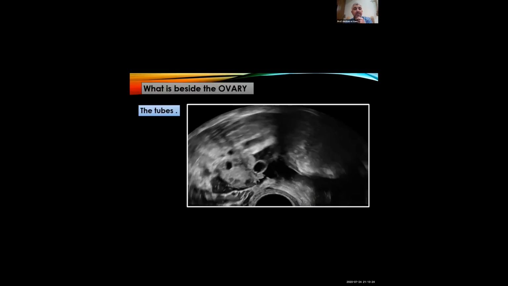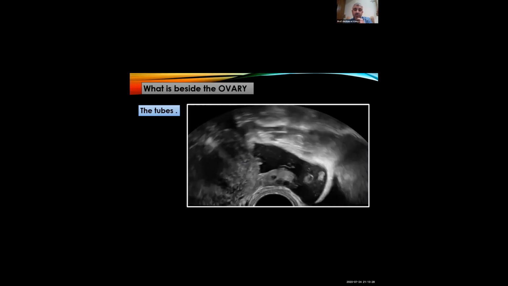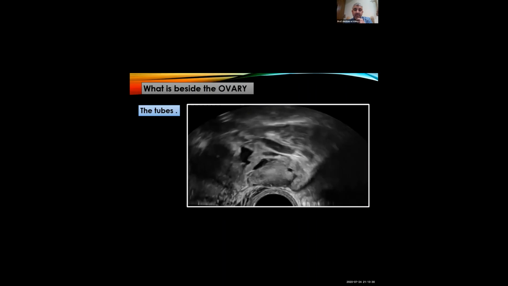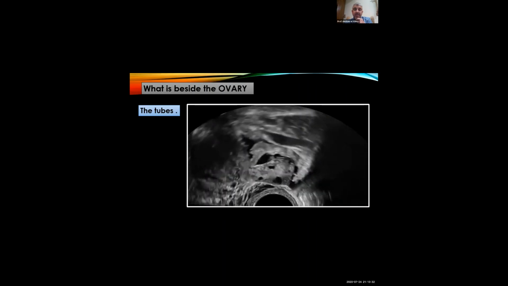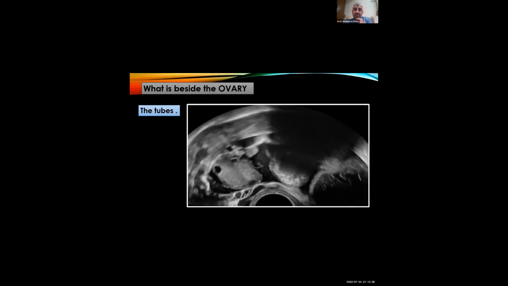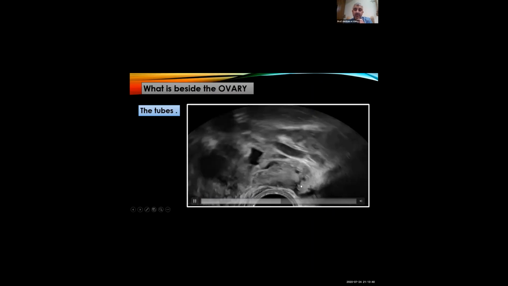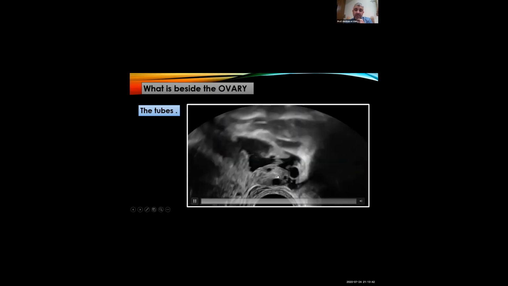Moving on into things that are beside the ovary, the tubes. You actually could see them if you have some fluid inside the pelvis, and if you have a very nice machine. So as you can see over here, you could see the fimbrial end, and you could see the tube surrounding the ovary when you have some fluid.